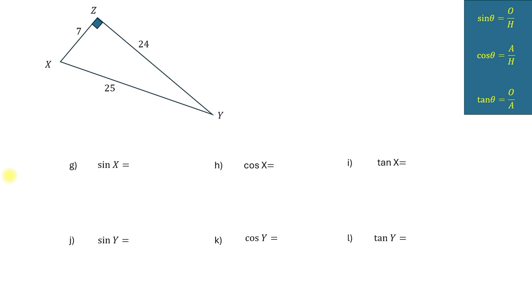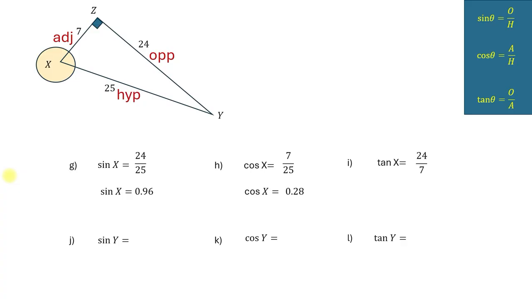In these next questions, we're looking at X as the reference angle. So if X is the reference angle, these are our labels. So the sine of X, opposite over hypotenuse, will be 24/25, which is 0.96 as a decimal. The cosine, adjacent over hypotenuse of X, is 7/25, which is 0.28 as a decimal. The tangent, opposite over adjacent of reference angle X, is 24/7, which is 3.429.